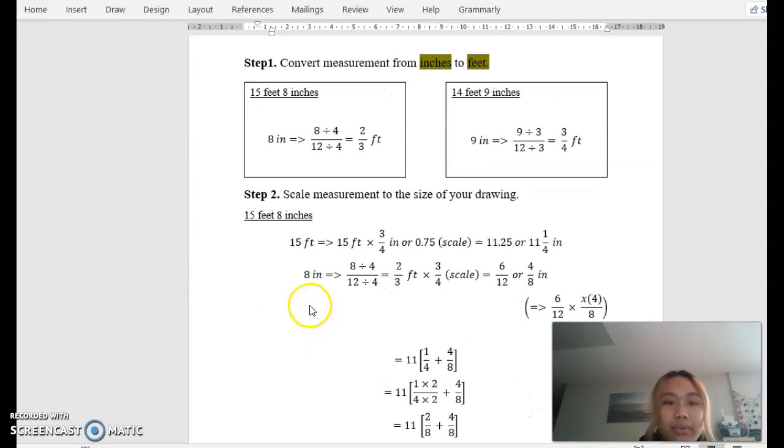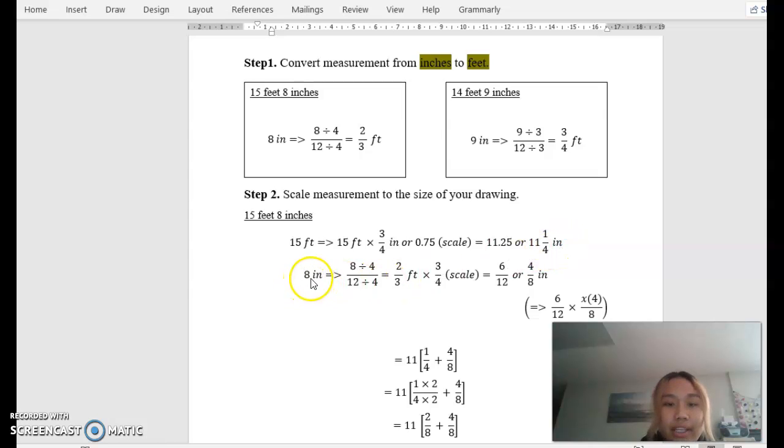For step 2, scale the measurement to the size of your drawing. We need to multiply the values that we converted by our scale. Let's do the first one first, 15 feet 8 inches. 15 feet multiplied by 3/4, which is our scale, or 0.75 in decimal, gives us 11.25, or in fraction, 11 1/4 inches.